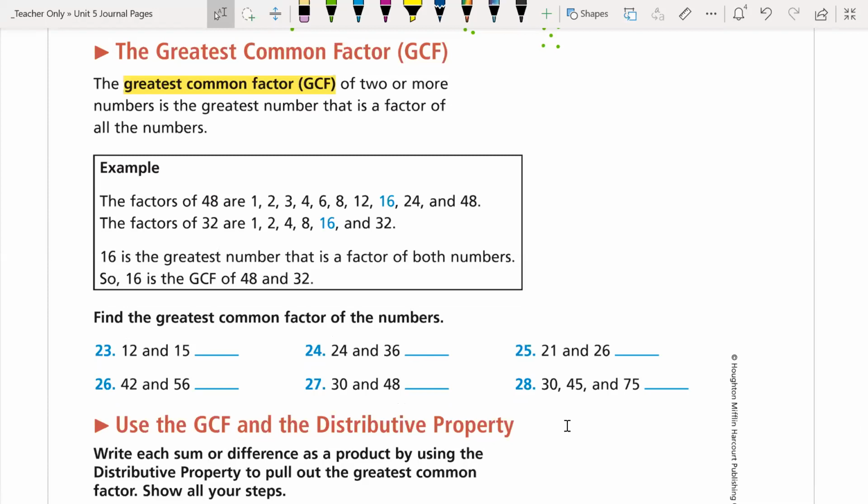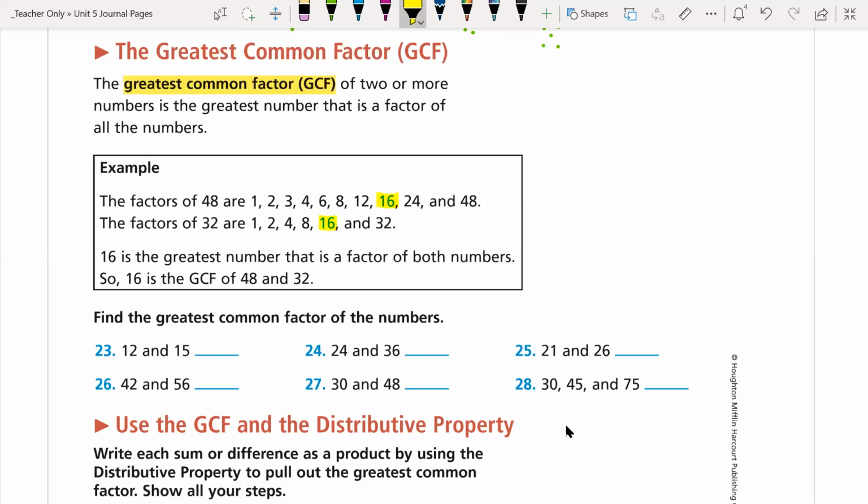So for example, they've written out all of the factors for 48: 1, 2, 3, 4, 6, 8, 12, 16, 24, and 48. And then they did all of the common factors for 32, which is 1, 2, 4, 8, 16, and 32. Well, we notice that the greatest common one is this 16. 16 is the greatest number that is a factor of both numbers. So 16 is the GCF of 48 and 32.